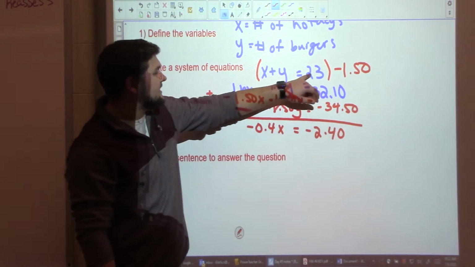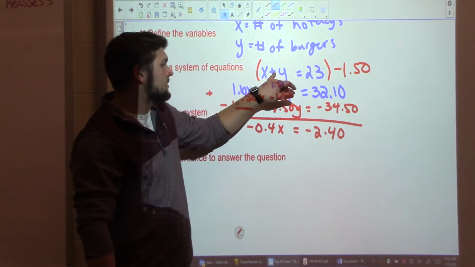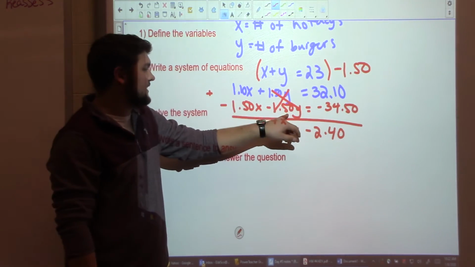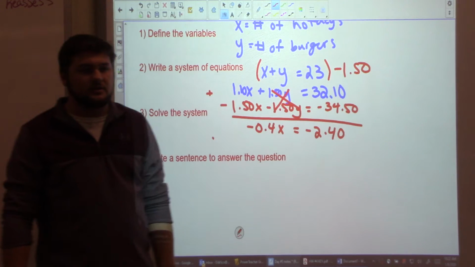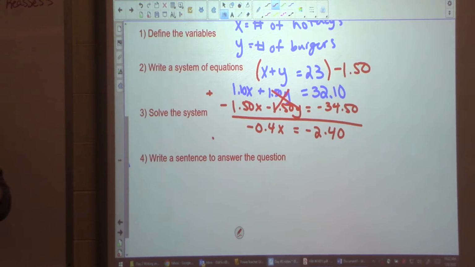So I multiplied my top equation that I made by negative 1.50. So I multiplied x by negative 1.50, y by negative 1.50, and 23 by negative 1.50. Just like when we were multiplying by, let's say, 3 or negative 2, same thing, but I'm just using a decimal this time so I can get rid of stuff. Does that make sense? Does that help a little bit? Are we good now where we're at?